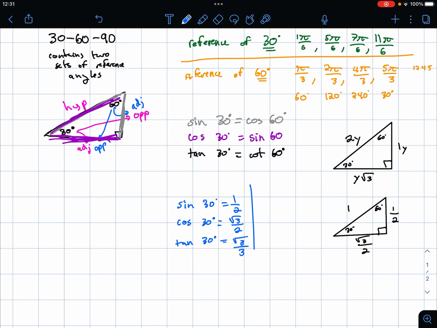And then on the other side of things, if we look at the 60-degree angle as being our reference or our theta, we have sine of 60 is equal to root 3 over 2. We have cosine of 60 is 1/2. And we have tangent of 60 is equal to, well, this is just the square root of 3, if you do out the math. But importantly, I want to highlight that the sine of 60 and the cosine of 30 are the same, right?